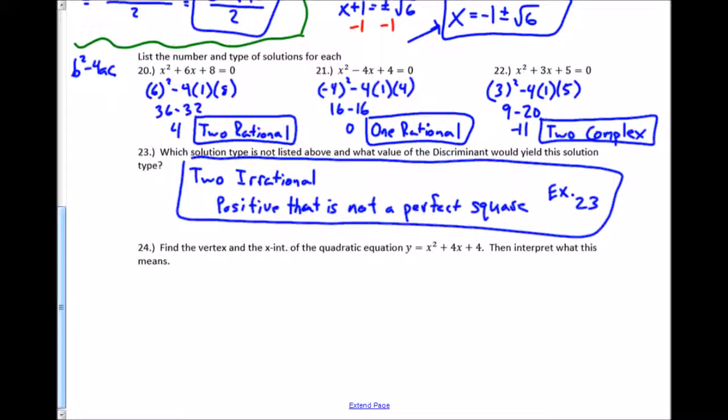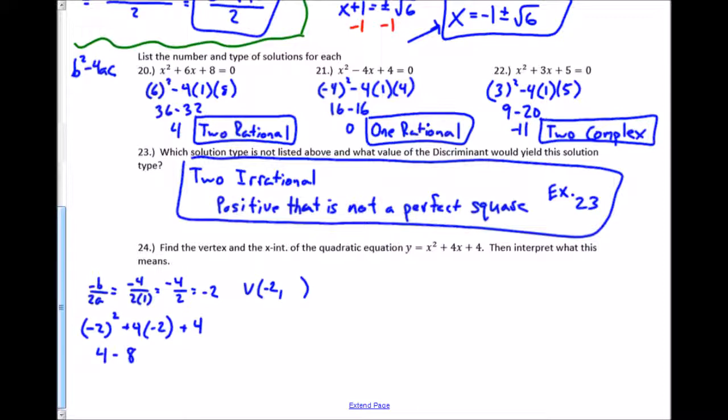For this one, we want to find the vertex, the x-intercept, and the y-intercept of the quadratic. Then we want to interpret what it means. So to find the vertex, we just do the opposite of b over 2a. So that's going to be negative 4 over 2 times a, which gives me a negative 2. Now that's just the x value for my vertex. I have to plug it back in to get the y value for my vertex. So I plug that negative 2 back in. And when I do that here, I get 4 minus 8 plus 4, which is 0. So my vertex is negative 2, 0.